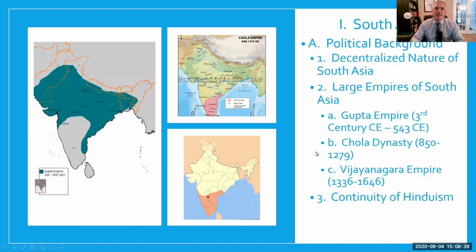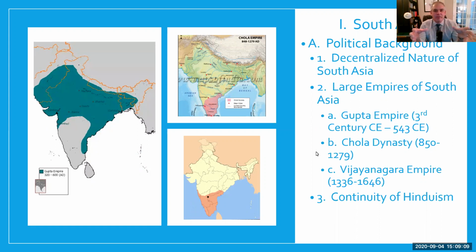And when we talk about South Asia, the countries we want to focus on are really Pakistan, India, Bangladesh, Sri Lanka, but the big two are India and Pakistan. So we refer to this whole region as the South Asian region in AP World History. When we look at the political background, what we want to appreciate is that South Asia has a history of a decentralized system of governing.